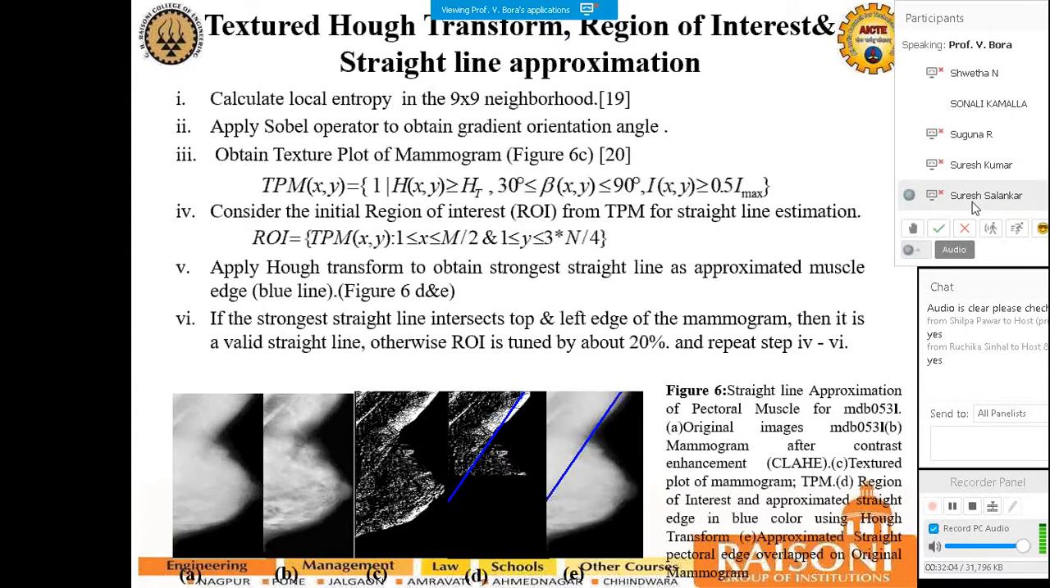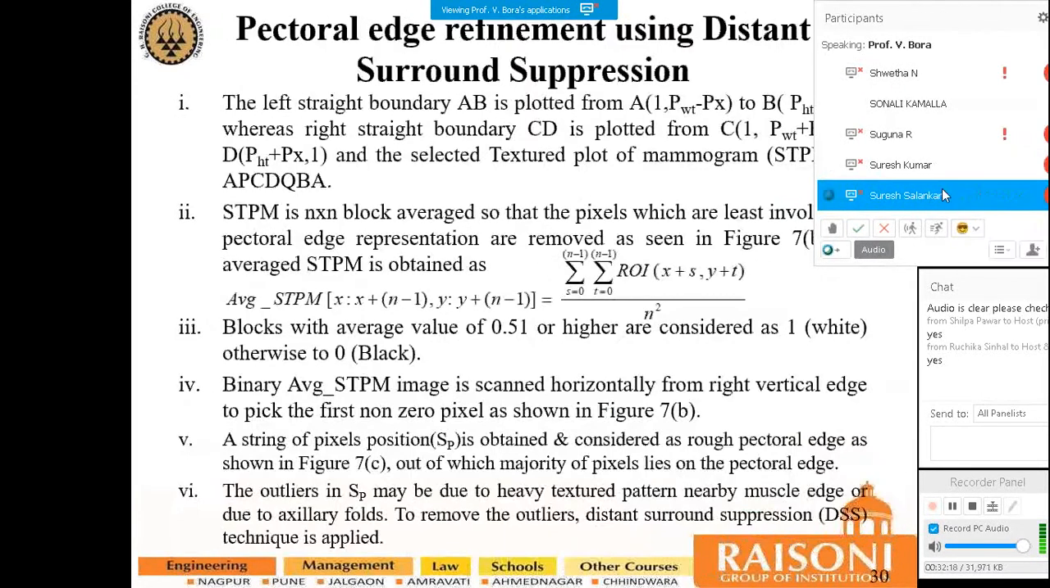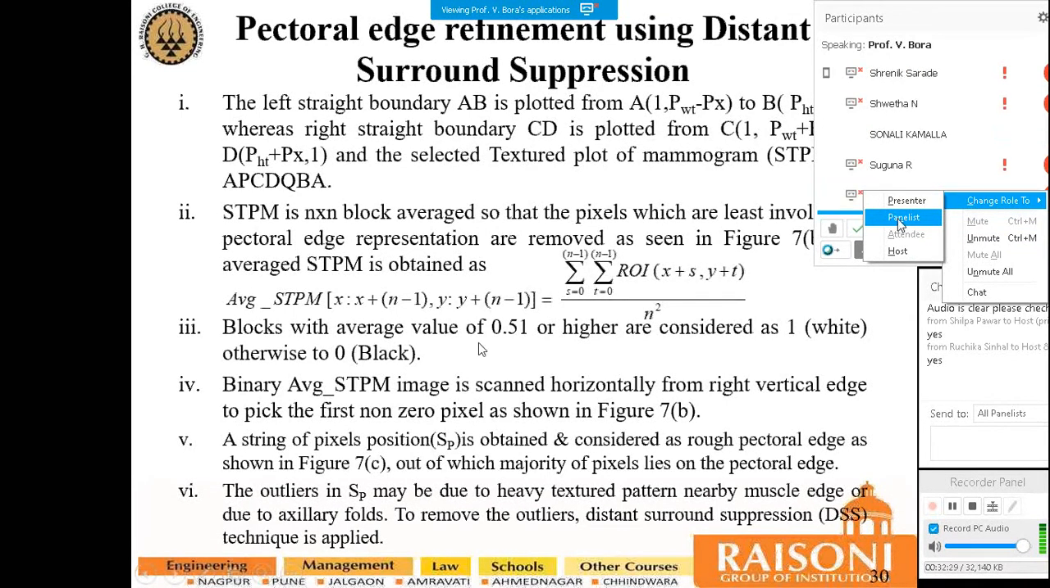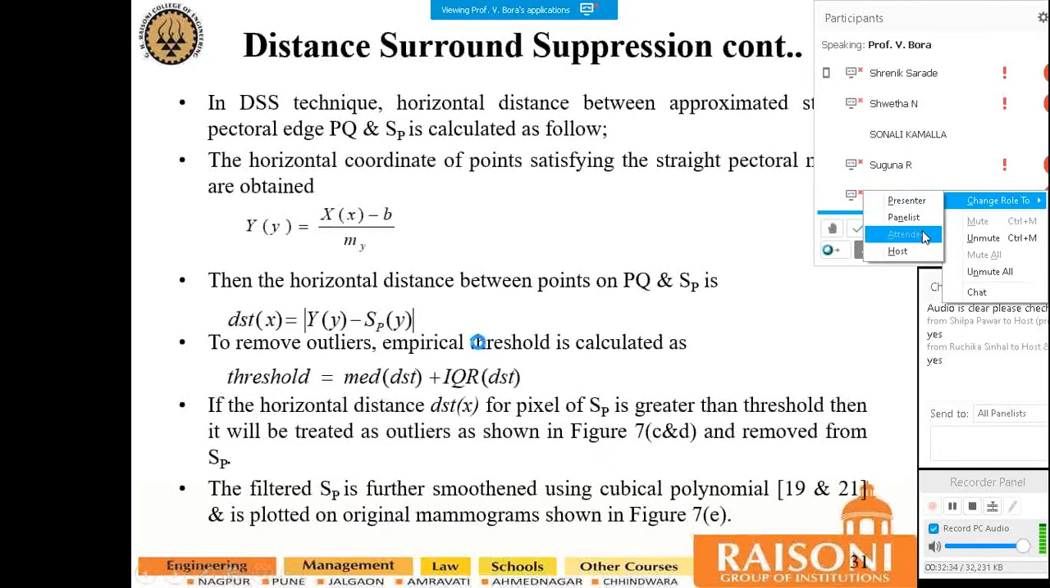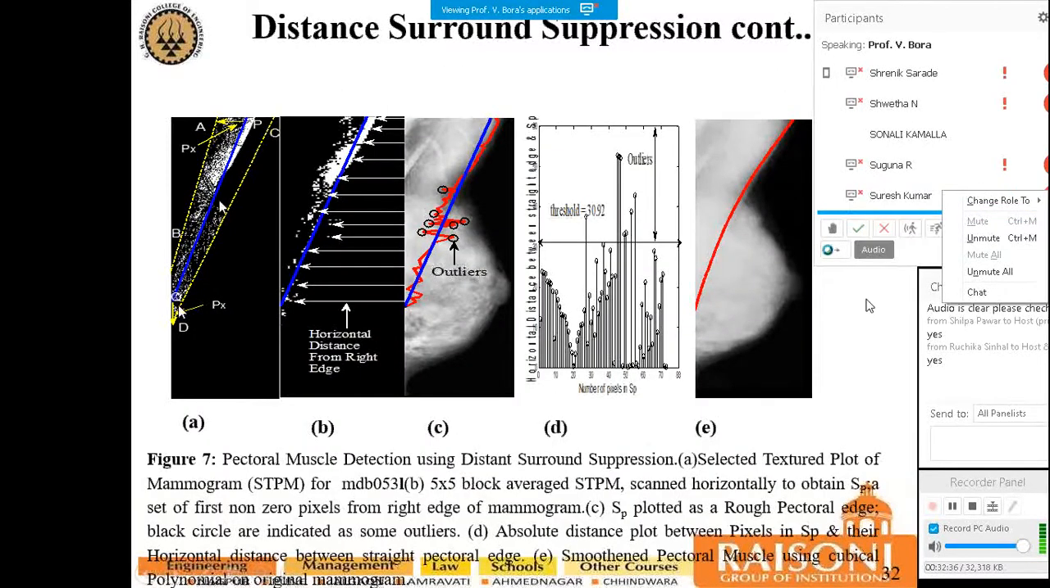Now, to estimate the correct pectoral muscle, it is very important to improve this further. So on this straight line we applied the next logic, the distance surround separation technique. What is this technique? I will explain the steps, but before that, I will first explain with the help of a diagram how we did it. See, the straight line was detected.